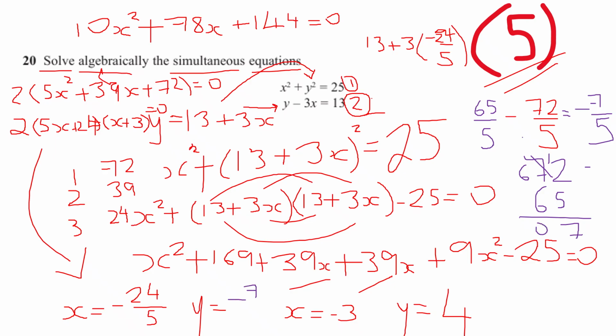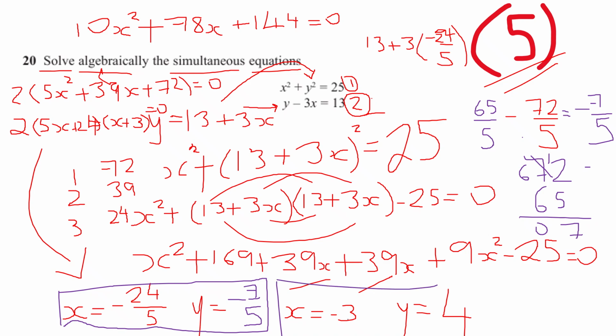And that, guys, is my solution to this quadratic simultaneous equations question worth 5 marks. x equals minus 24 fifths, y is minus 7 fifths, and x equals minus 3 and y is equal to 4. So they will be your points of intersection of the circle with the straight line. A very tricky question again. I'm not going to say it was easy, but a lot of it is down to your algebra.